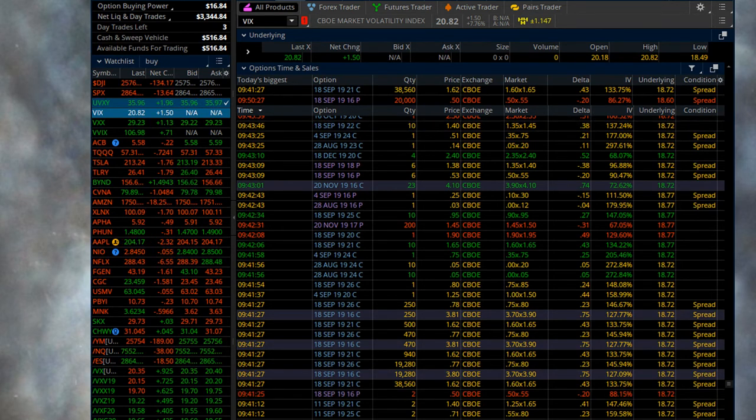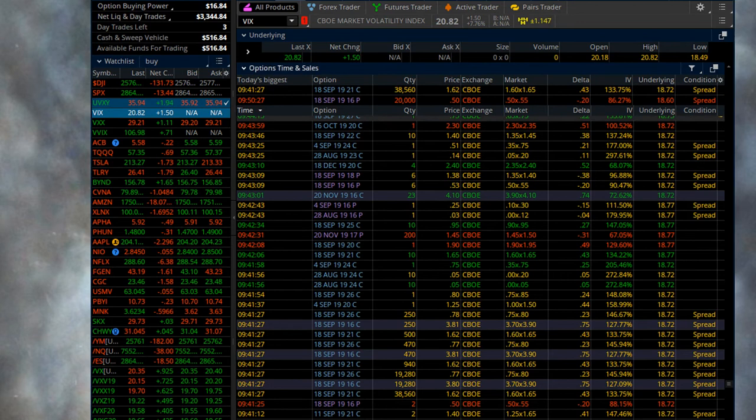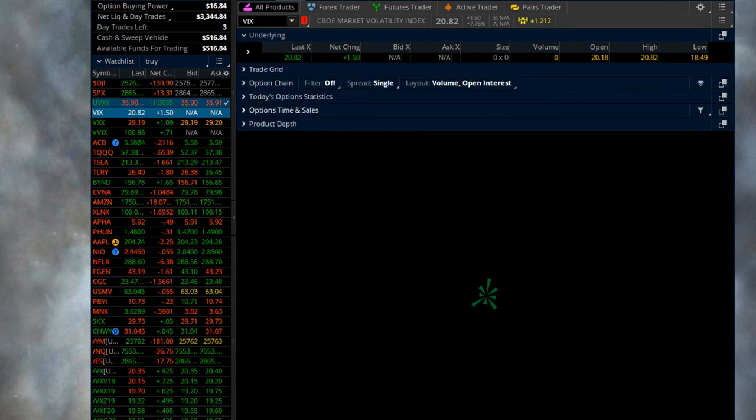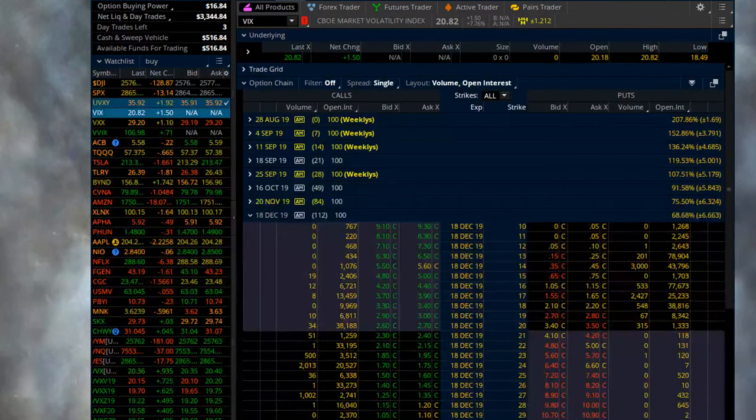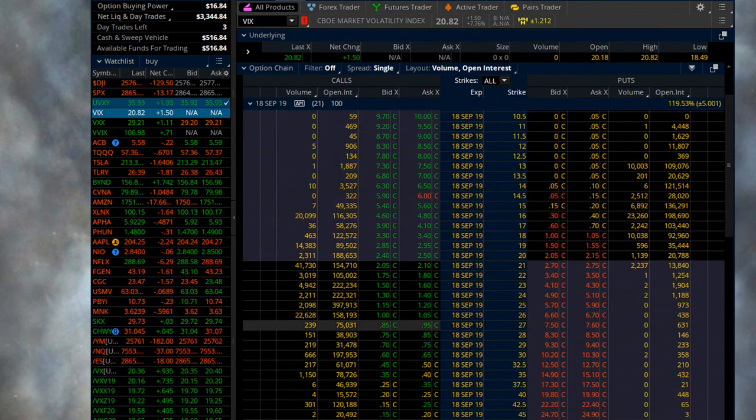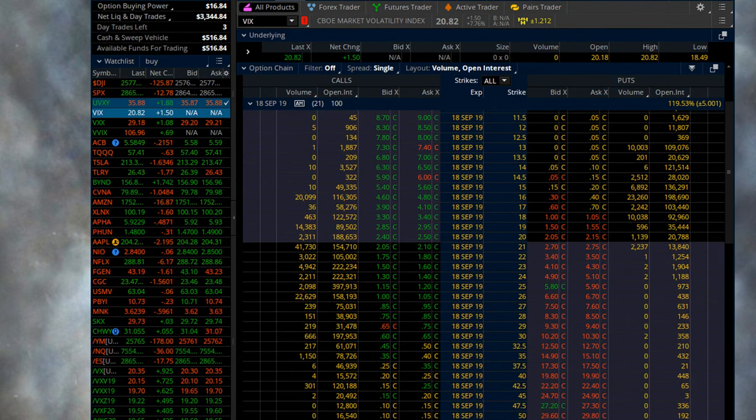But let's take a look at open interest in September 18. So if we go to 18 September, look at the size that's traded today. I mean, that's a lot of size in the VIX trading today. So we've got the 21 strike trading huge, the 19 strike trading huge, and the 16 strike trading huge.